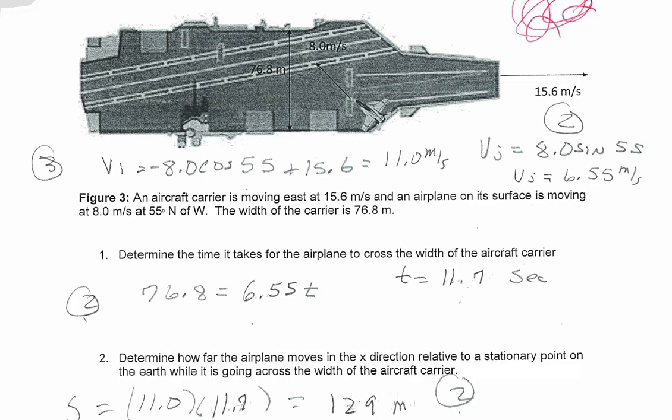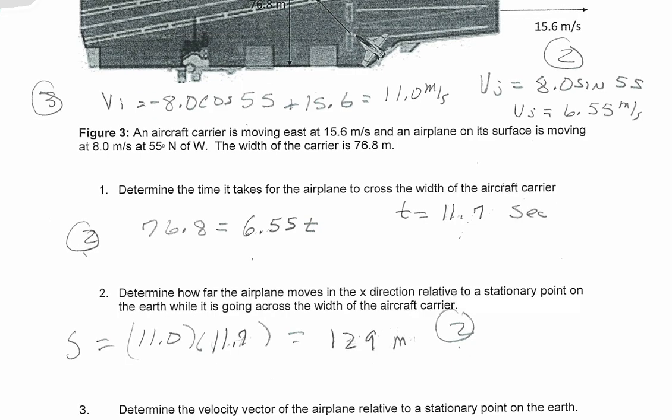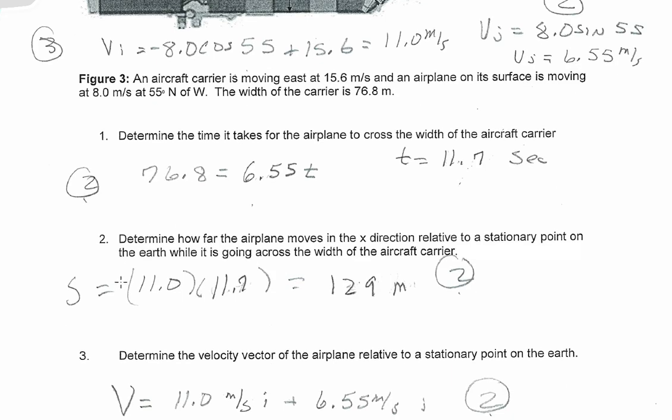Now it's asking, how far is the plane moving in the x direction during this time? Well, then I'm going to take that resultant velocity in the x direction, because remember, it's trying to move north or west, but the ship is moving east. So I'm just going to take 11.0 times 11.7, that's 129 meters. And that, of course, is the x direction going to the east.